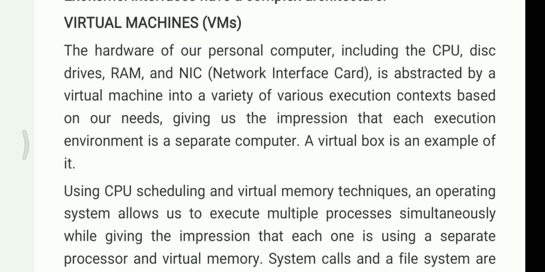The hardware of our personal computer, including the CPU, disk, driver, RAM, and NIC, is abstracted by a virtual machine into a variety of execution contexts based on our needs, giving us the impression that each execution environment is a separate computer. VirtualBox is an example of it. These are the points of virtual machines. Please note down. These are all very important for the exam.